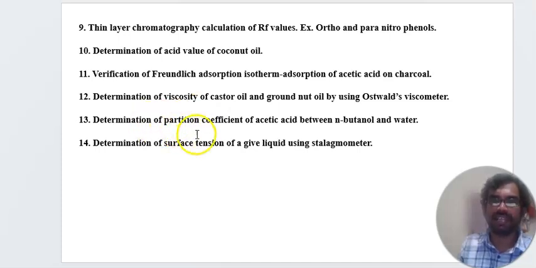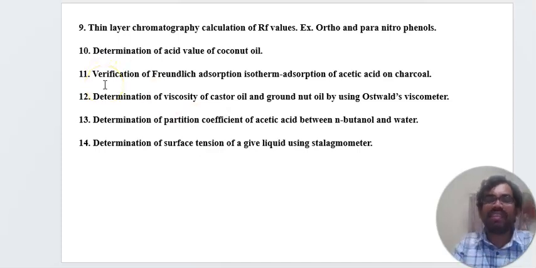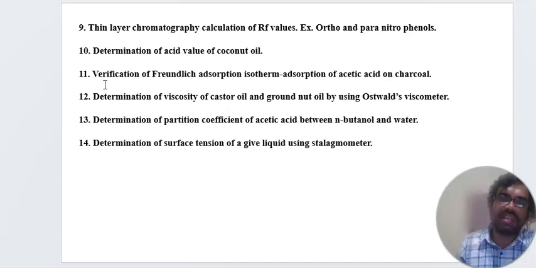The 13th one is the determination of partition coefficient of acetic acid between n-butanol and water. And the 14th one is the determination of surface tension of a given liquid using a stalagmometer. So these are the 14 very important engineering chemistry lab experiments.